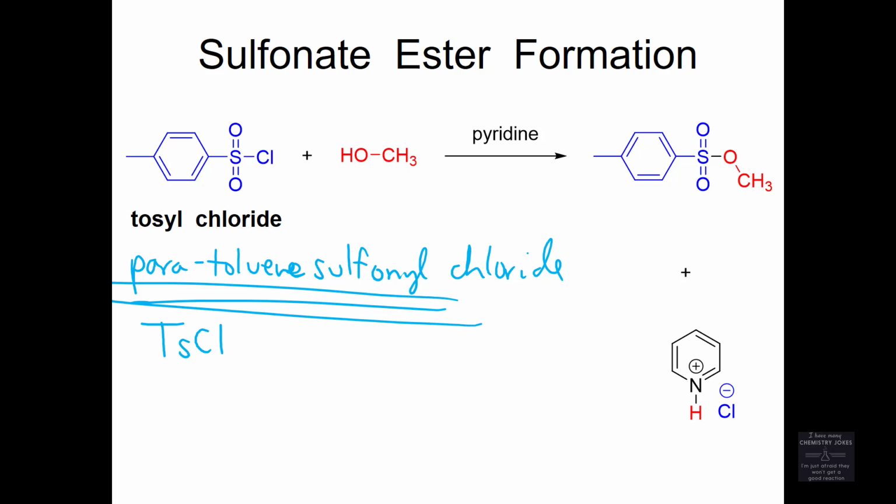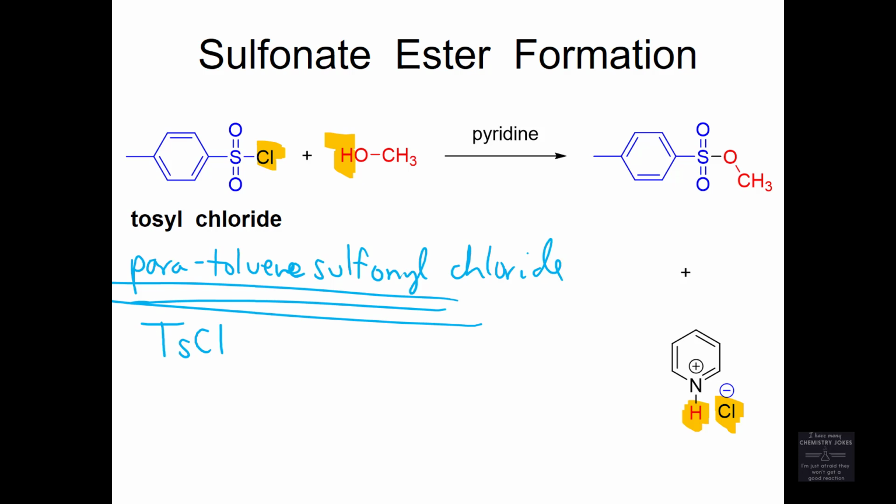Yeah, the pyridine cleaned up the proton. There's our color-coded. The H came from the alcohol. Oh, you can't see that. The H came from the alcohol. Oh, boy. H came from the alcohol. And the Cl came from the tosyl chloride. Yeah. The O got connected to the sulfur.